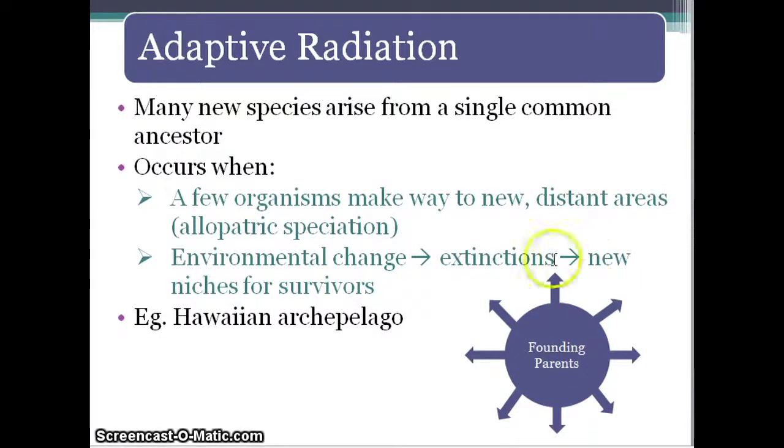Now adaptive radiation. Basically, this is one species right here, the founding parents. You can think of this as the Bible story, Adam and Eve, and you start producing a whole bunch of kids. So this is basically what it is. Adaptive radiation: many new species arise from a single common ancestor. This is what usually happens in plants. Not as much in animals, but a lot of evidence can be found in plants. And right here we have an example.